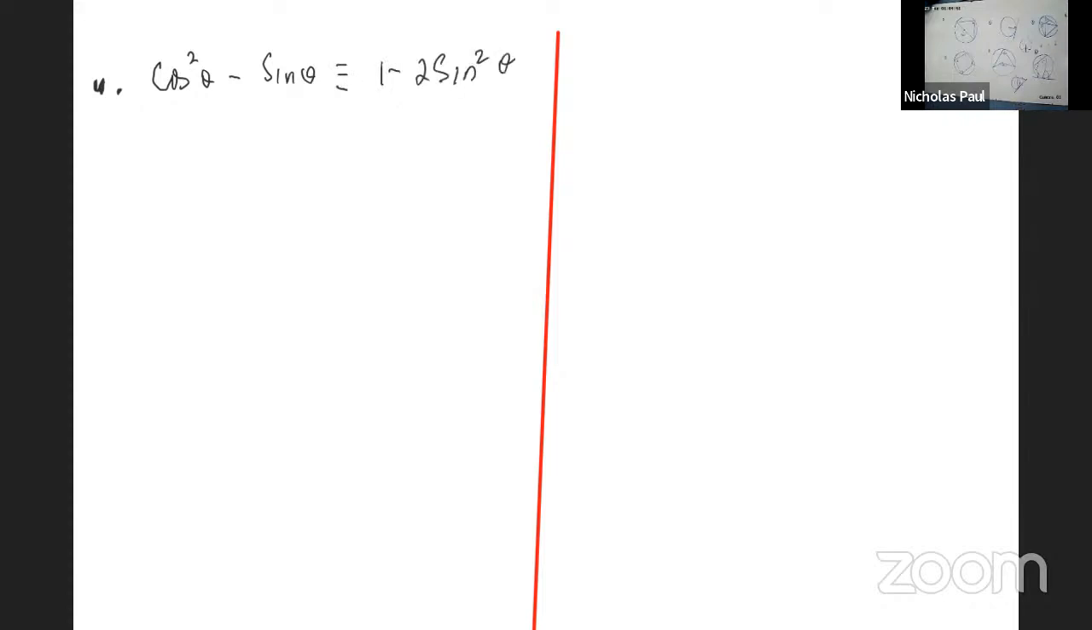Right, so look at the left hand side and look at what the right hand side has. Something disappeared. Wait, I made a mistake. That's squared there. Cos squared minus sine squared is 1 minus 2 sine squared. Right, Darian, got it already.